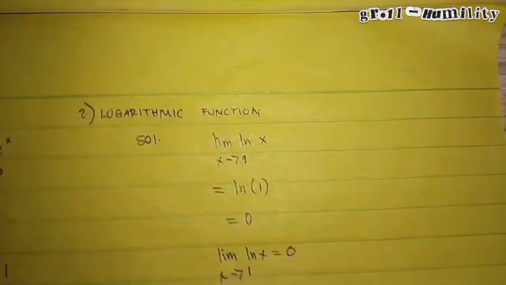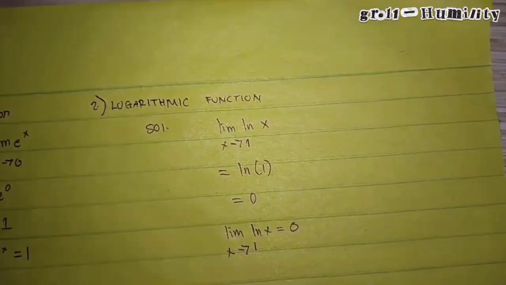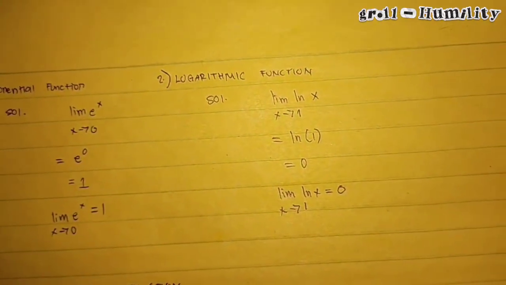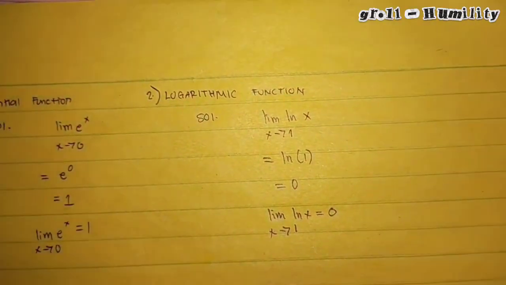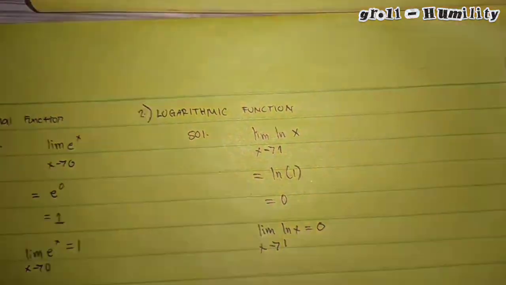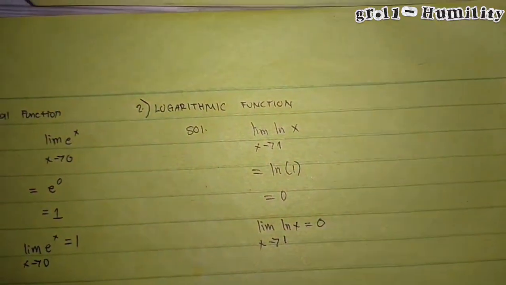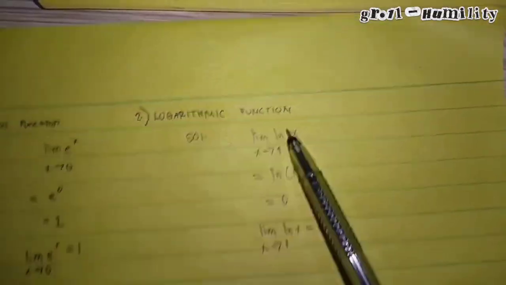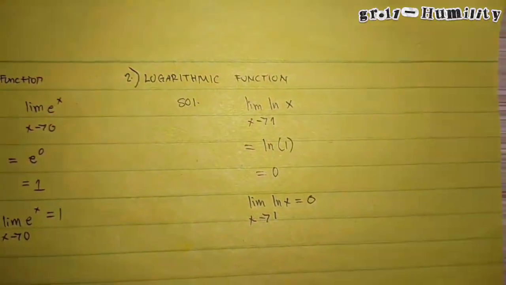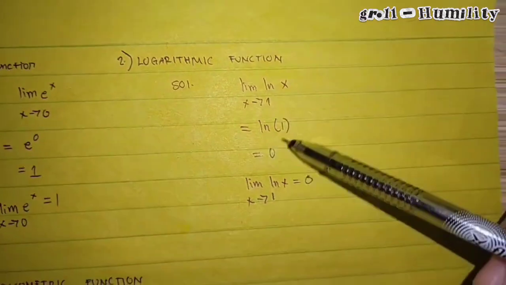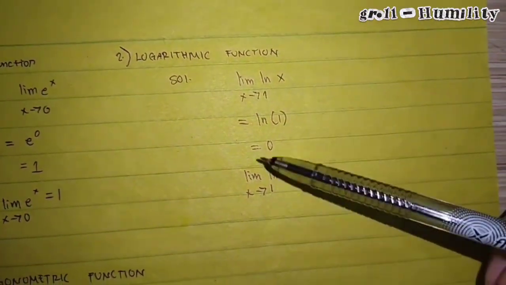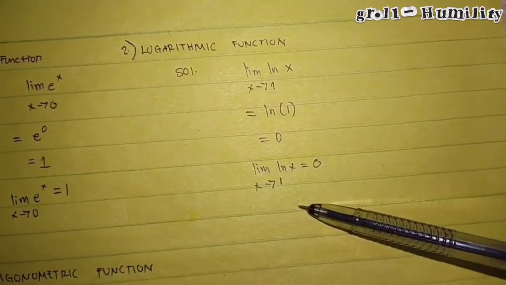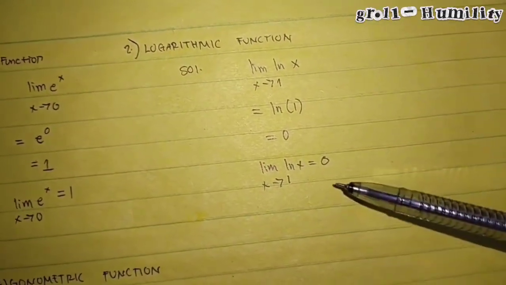Now let's move on to the logarithmic function. A logarithmic function is the inverse of an exponential function. We are given the limit as x approaches 1 of the natural logarithm of x. Logarithmic functions are also continuous within their domain, so we use direct substitution. So we replace x with 1. This becomes the natural logarithm of 1. And the natural logarithm of 1 is equal to 0. Therefore, the limit as x approaches 1 of the natural logarithm of x is equal to 0.